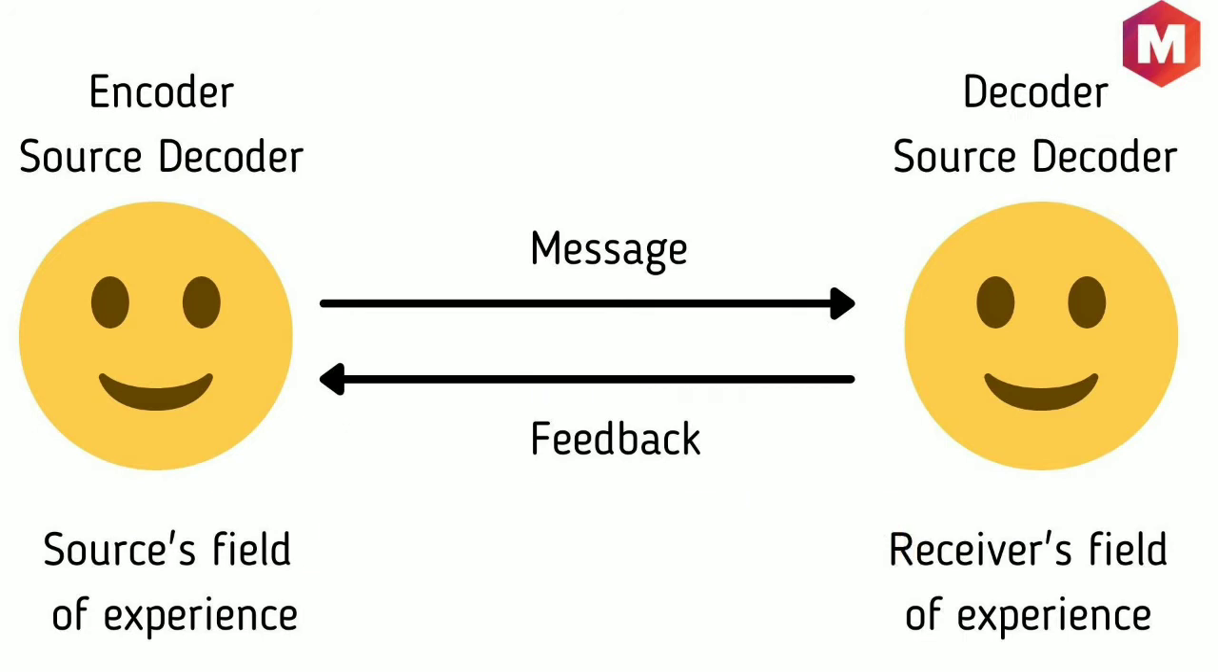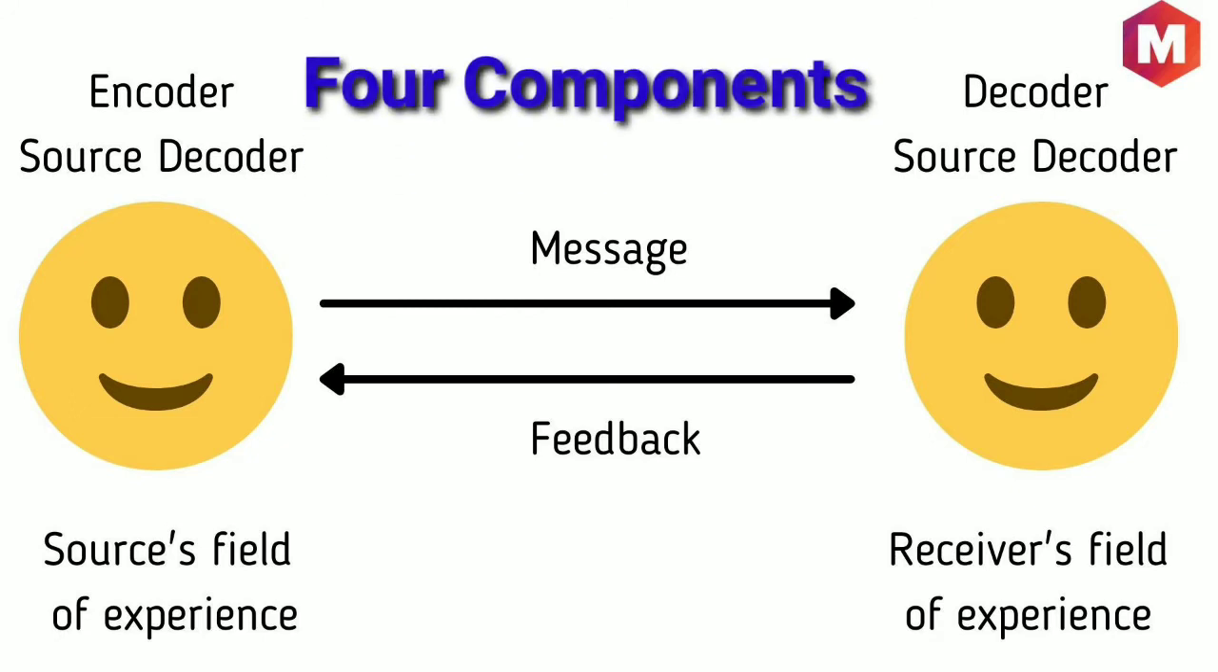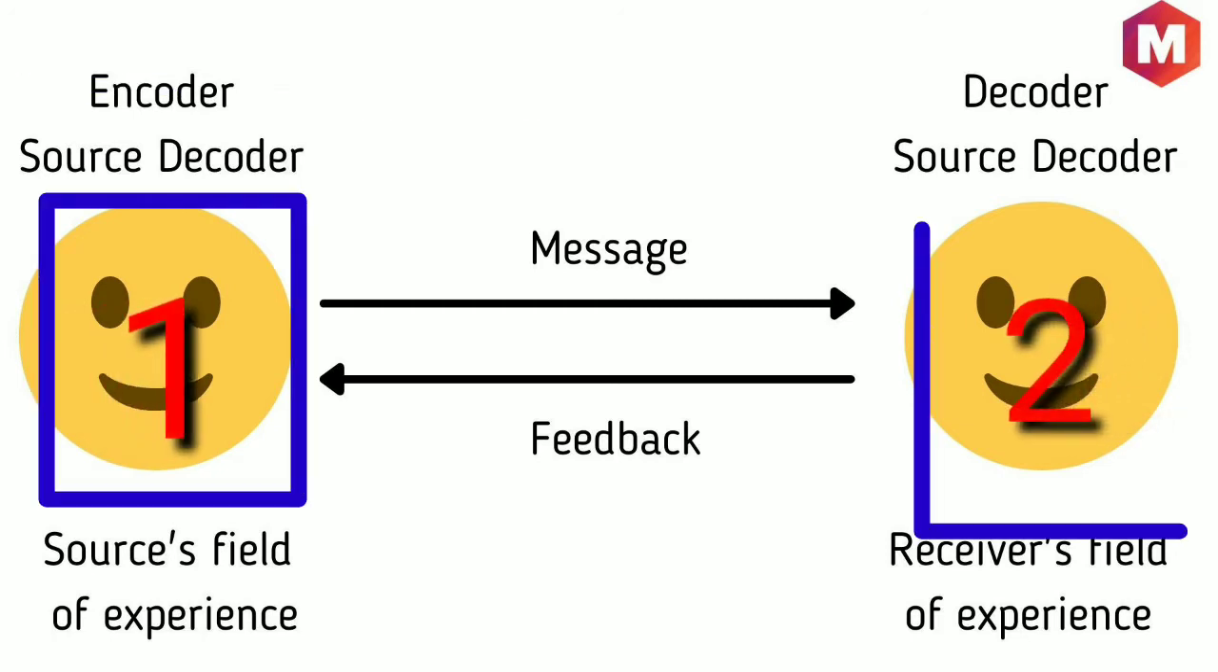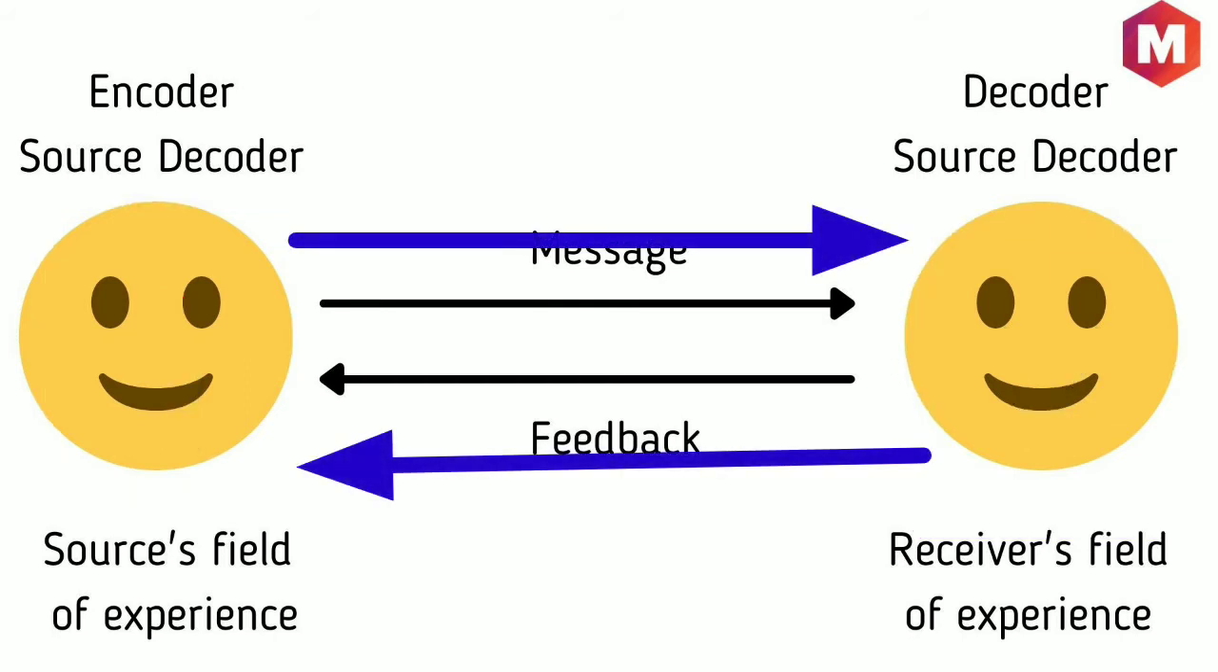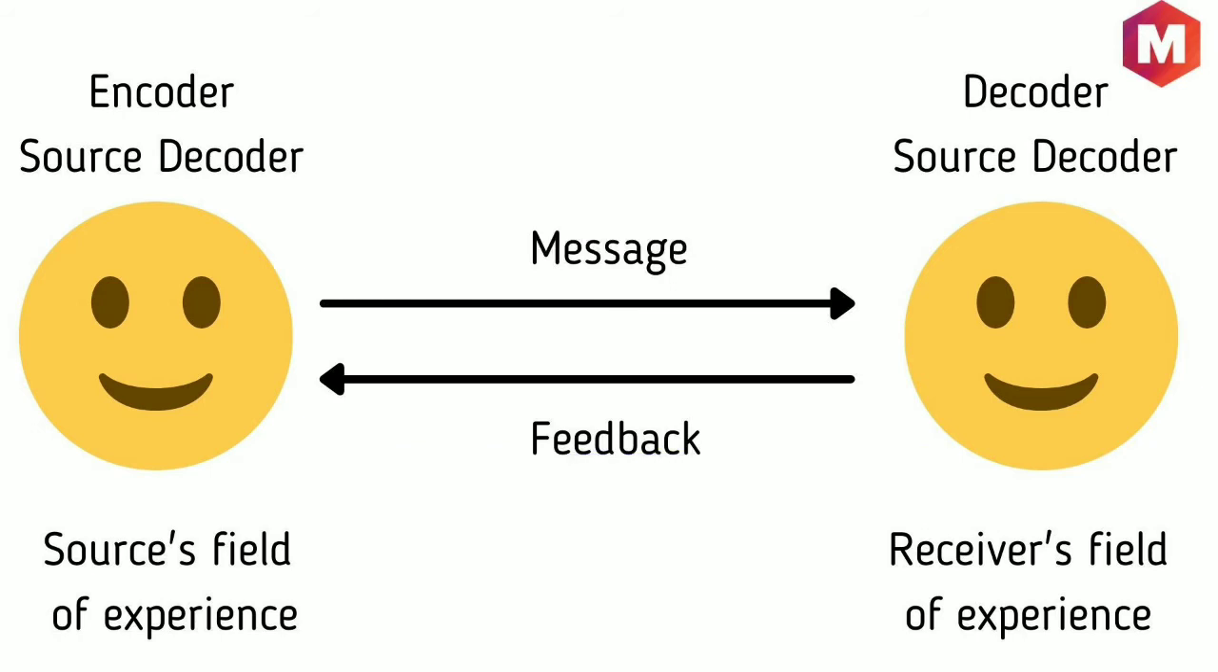The interactive model requires several components to be successful. Let's talk about it one by one. First, two sources. The originator of the message and the recipient of the message are both sources. Both parties are able to send and receive messages or feedback from the other. The second component is the message. It is basically the information being exchanged.